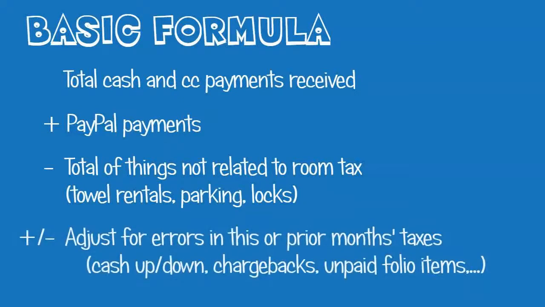Then finally, we double check for any potential errors in this month's or any prior month's reporting and make sure that we adjust any errors we do find. It can be errors made by receptionists with their cash totals, chargebacks lost, non-taxables being added to reservations but never collected on anything. I'll show you how to find these things quickly.